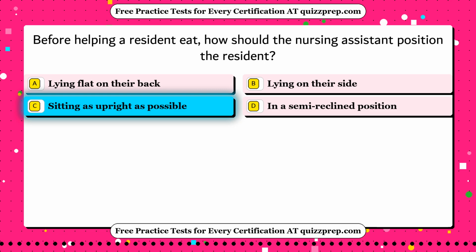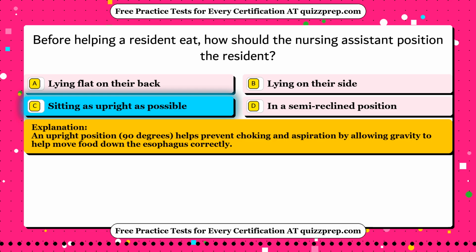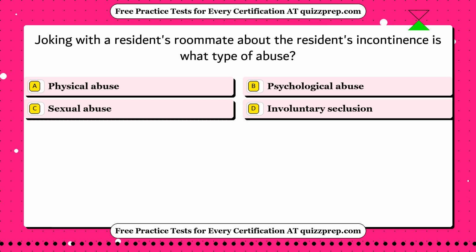The correct answer is option C. Sitting as upright as possible. An upright position, 90 degrees, helps prevent choking and aspiration by allowing gravity to help move food down the esophagus correctly. Question 13. Joking with a resident's roommate about the resident's incontinence is what type of abuse?